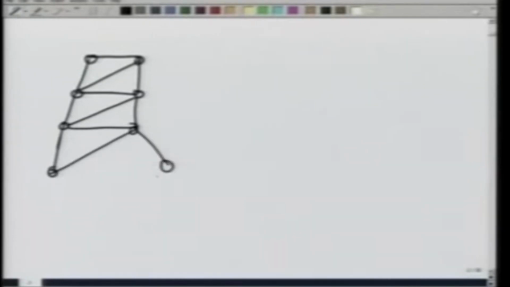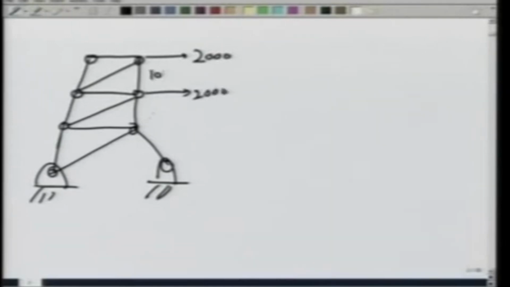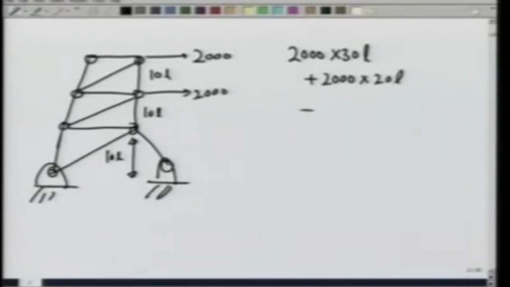The value of NAY or NHY can be obtained by applying the torque equation, and I am going to take the torque about point H. So if I apply torque about point H, this is 10 L, 10 L, this is also given to be 10 L. Then by the torque equation I get 2000 times 30 L plus 2000 times 20 L should be equal to 26 L times NY at A.